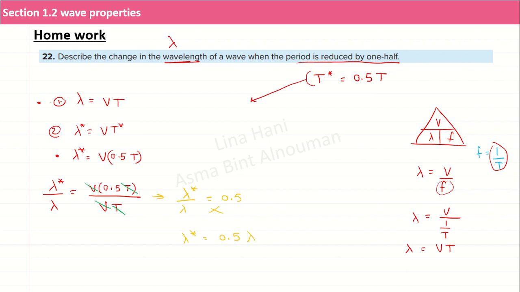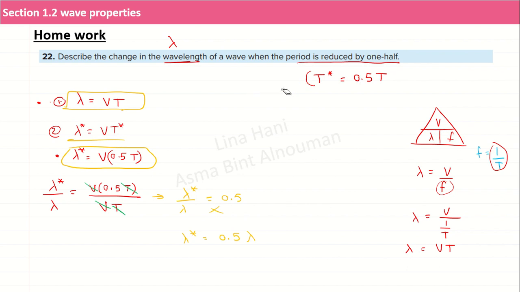So this is the general way of finding a ratio: creating two equations, one with the old parameters, one with the new parameters, substituting the variable that changed in the new equation, and then dividing the two equations, this one right here and this one, over each other to find the ratio between the new and the old wavelength.